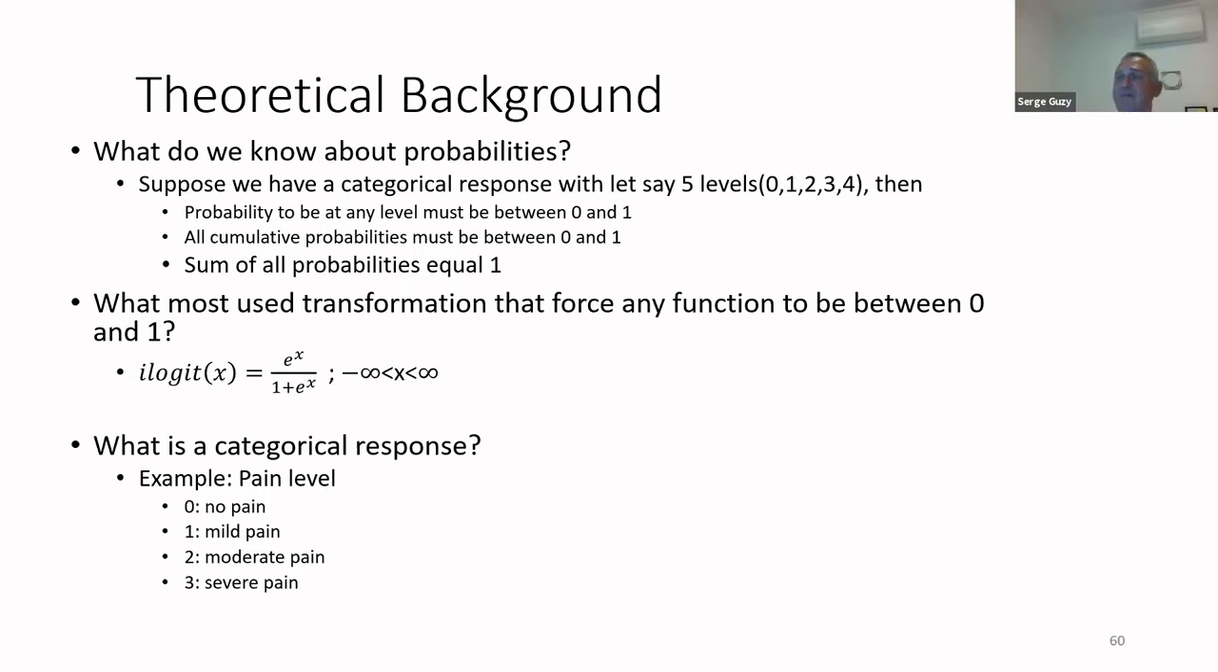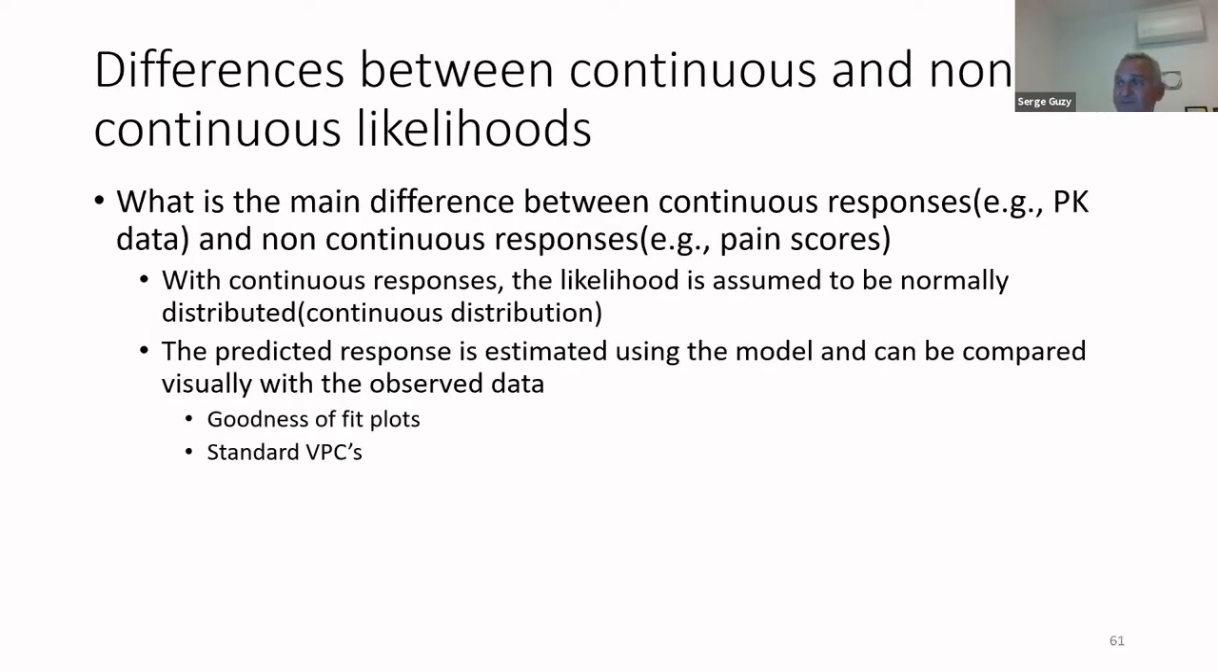Now, let's take the example with 4 categories, 0, 1, 2, and 3. No pain, mild pain, moderate pain, severe pain. As I mentioned, the 0, 1, 2, 3 has nothing to do with the probability that goes from 0 to 1. Then I have categorical levels, and I want to build a model. We already talked about the main difference between continuous and non-continuous. Continuous is easier. You have goodness of fit. You see what you have.